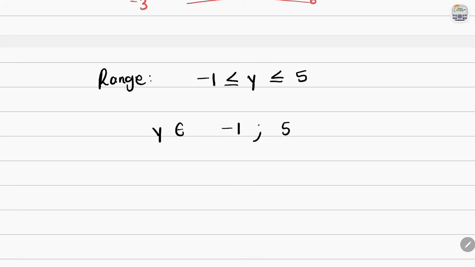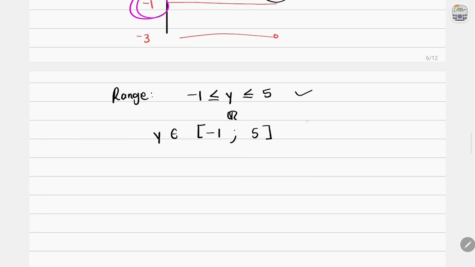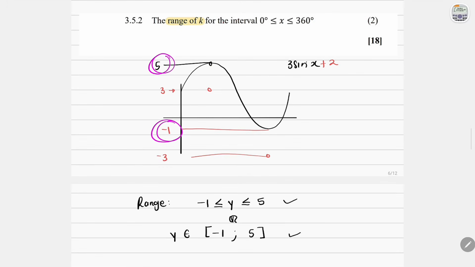And because it is greater than or equal to, you use a square bracket to show that negative 1 is an included y value, and then a square bracket as well to show 5 is an included y value. So you can write it like this or like this. It's perfectly fine. And that is our answer, and that is it for question 3.